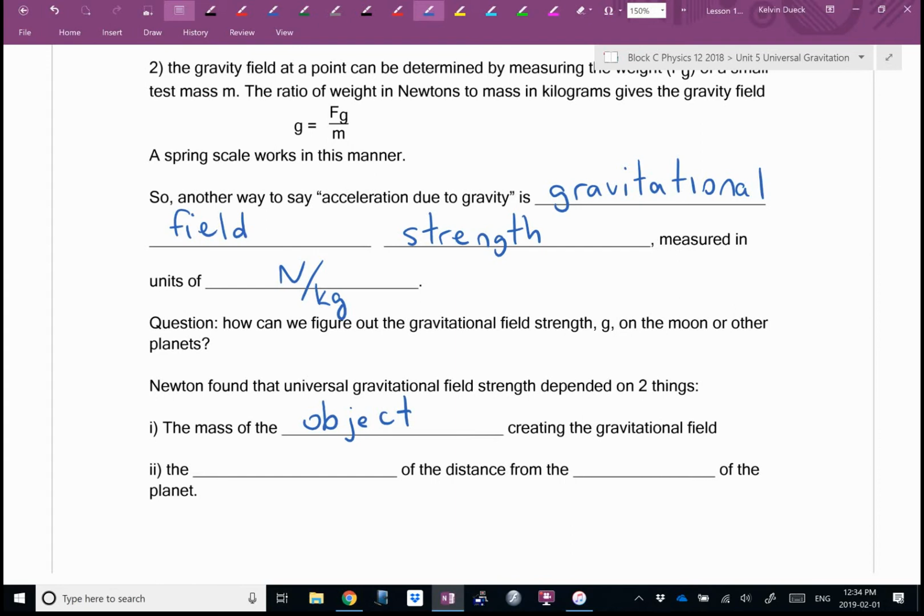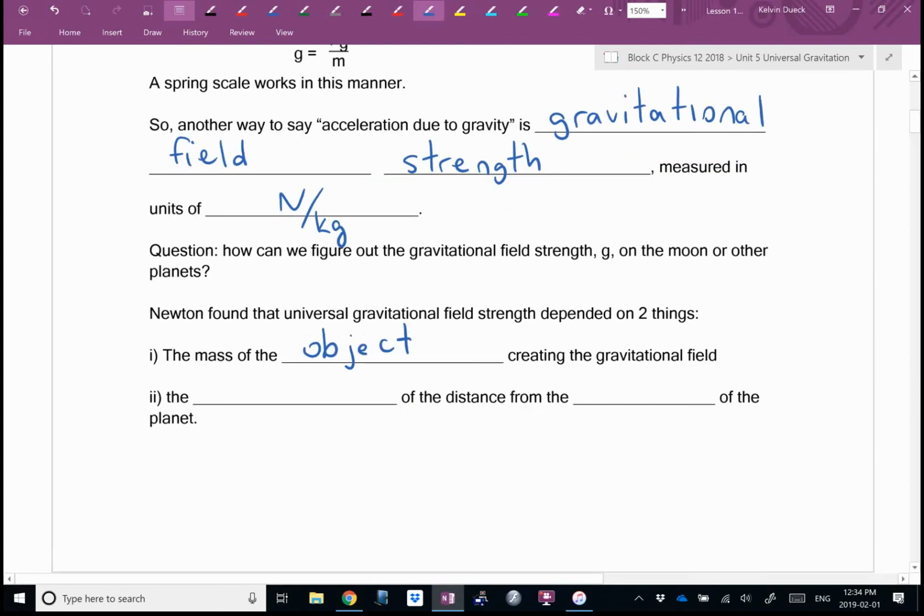Okay. Really small. So Newton found that it depended on the mass of the object, and he found that it depended on the inverse square of the distance from the center of the planet, or the moon, or the star, or the object.